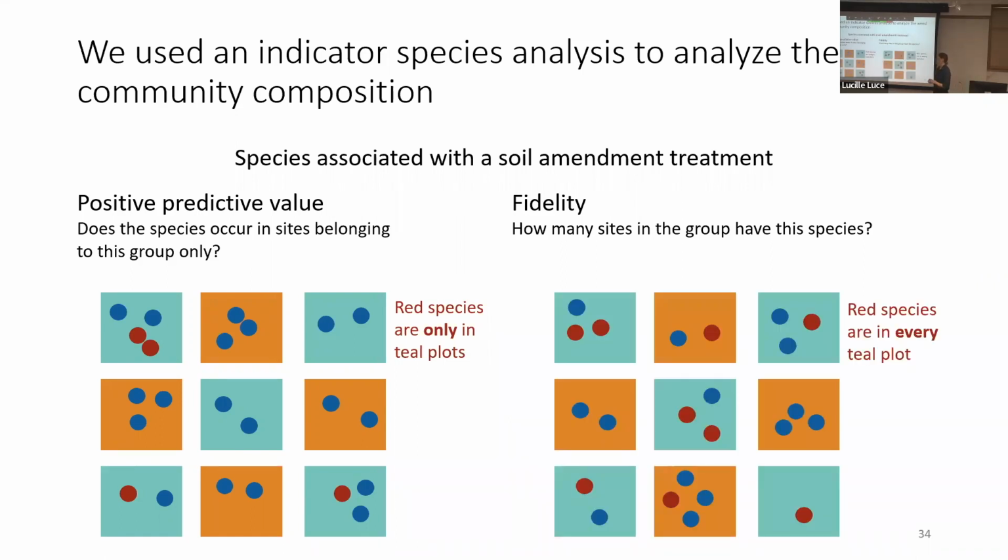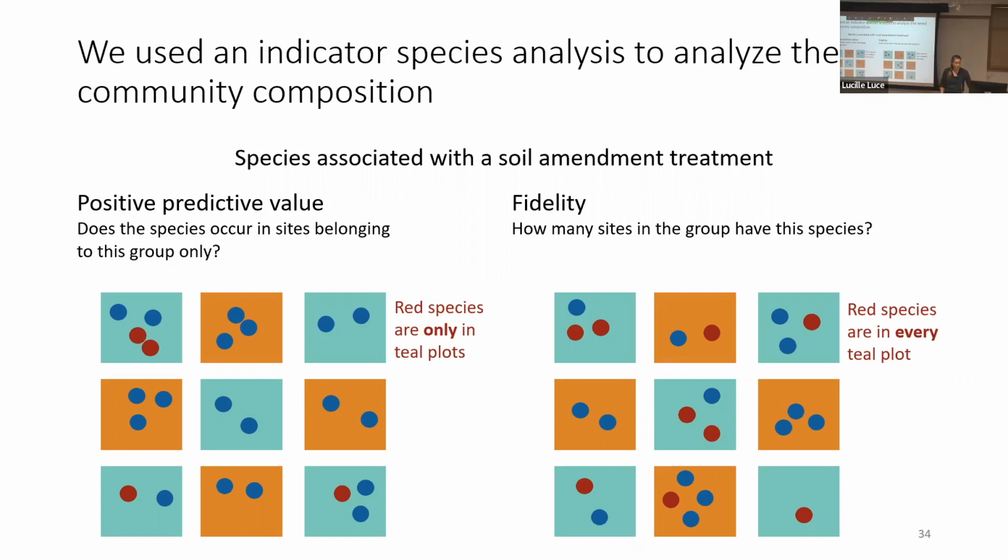And fidelity asks the question, how many sites in this group have this species? So here we have red species that are found in every single teal plot. So this red species is going to have high fidelity. So species that have high positive predictive value and high fidelity can be indicator species of a specific treatment.